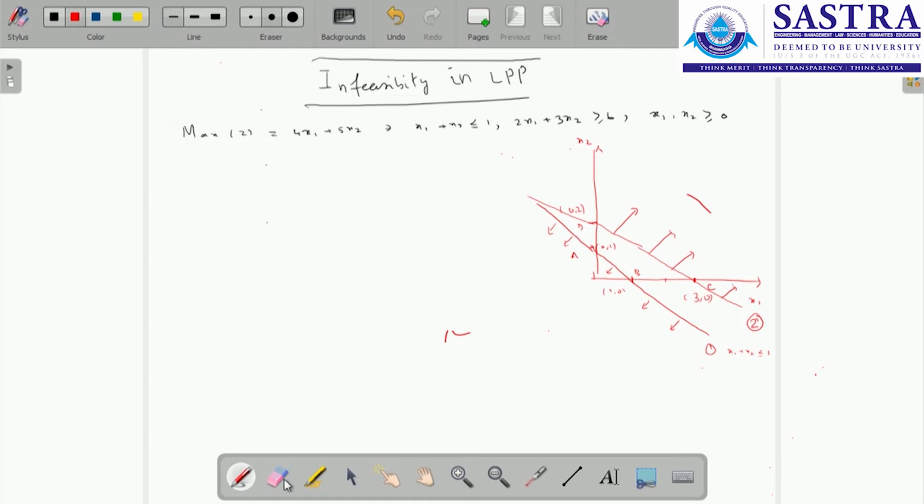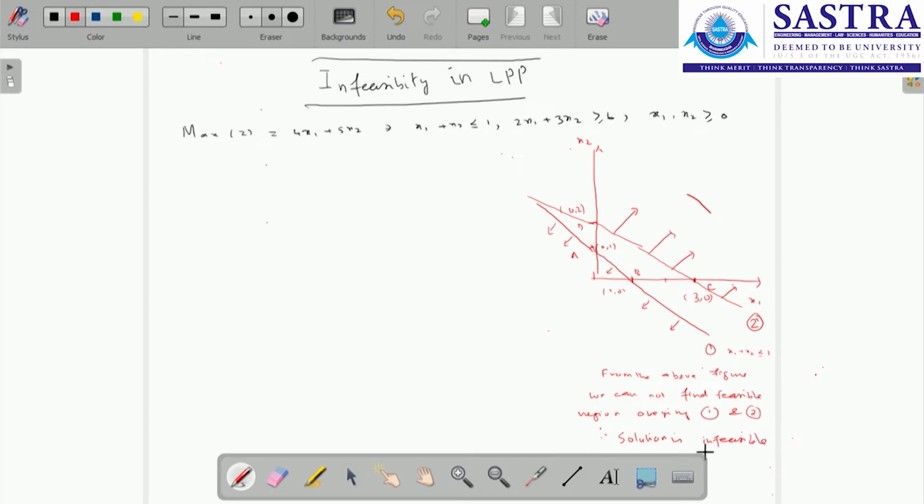So, what should we write now? From the above figure, we cannot find a feasible region obeying both inequalities 1 and 2. Therefore, the solution is infeasible. That is what I now say: the solution is infeasible.